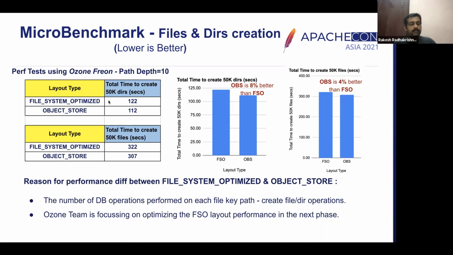So here we could see that when I create 550K directories, it took 122 seconds, but object store took only 112 seconds. But when I create 50K files, the difference is 322 and 307. So this is an improvement area we have to work on in the file system optimized mode. Our team is focusing on optimizing the performance in the next phase.